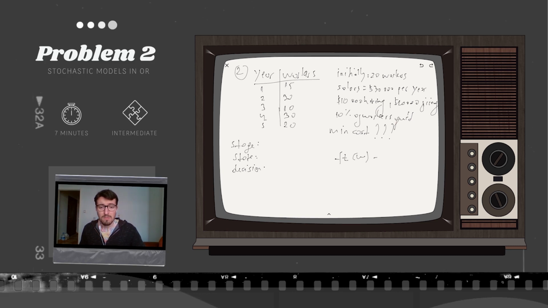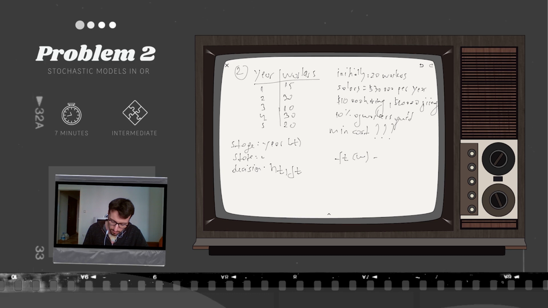The goal of this problem is to find the minimum cost of maintaining the factory and the workers in an optimal way. As always, we start by defining stage, state, and decision. In our case, stage is year, T. Our decision is how many workers to hire and how many workers to fire. This is our goal, basically. So, hiring and firing workers. And the state is the amount of workers that you need, the requirement of workers.